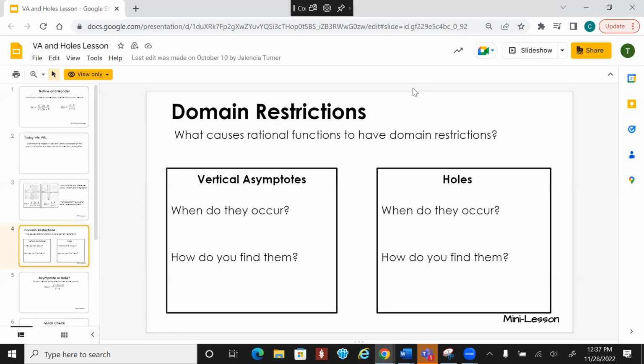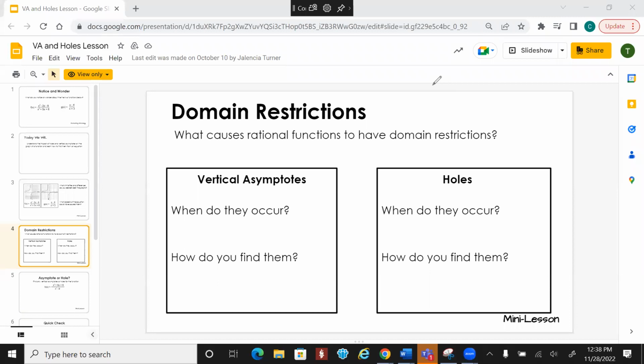So the two things that are going to impact domain restrictions. We will say that you could plug in any real number except for anything that has to do with the vertical asymptotes or anything that has to do with the holes. And again, we're going to go through that a little bit later. We're just going to identify what a vertical asymptote is and a hole is. So what causes rational functions to have domain restrictions? That's going to be vertical asymptotes and holes.